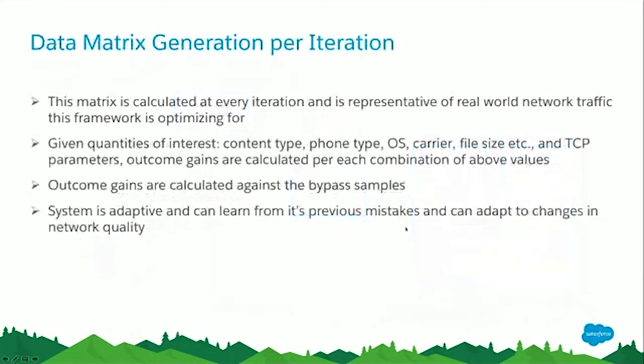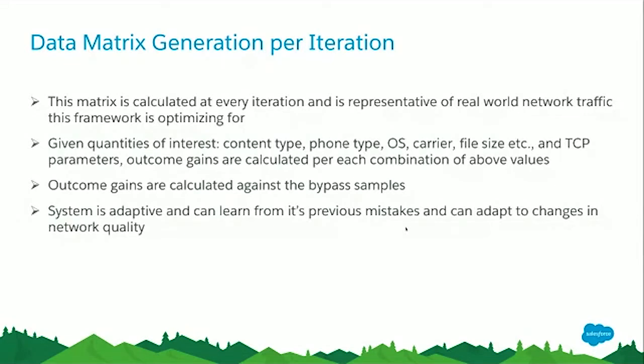So let's talk about how we generate this data matrix per iteration. The design of this, we've made it calculate at every iteration, and at every iteration it's representative of the real world network traffic this framework is optimizing for. Supposing in the real world most of our traffic is from a particular phone type or a particular access service network, or most of it is Wi-Fi, or most of it has a content size in a particular bucket. So this reflects that.